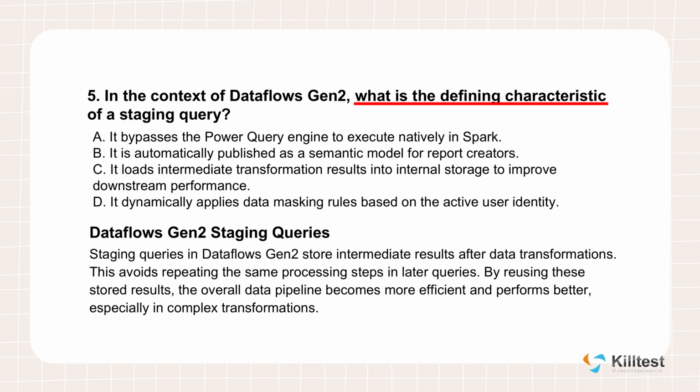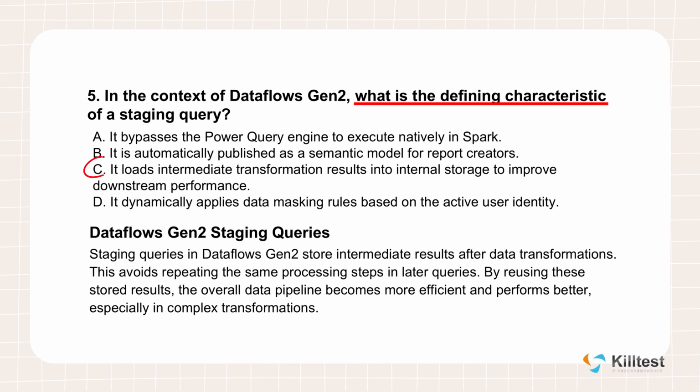Option A, it bypasses the Power Query engine to execute natively in Spark. Option B, it is automatically published as a semantic model for report creators. Option C, it loads intermediate transformation results into internal storage to improve downstream performance. Or option D, it dynamically applies data masking rules based on the active user identity. The correct answer here is C. It loads intermediate transformation results into internal storage to improve downstream performance.